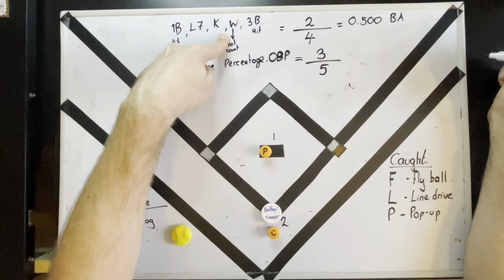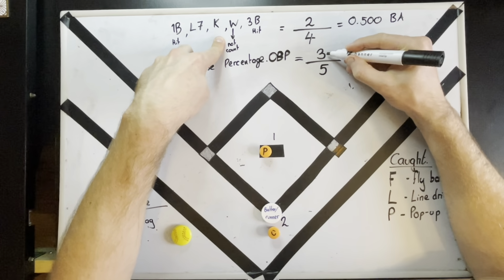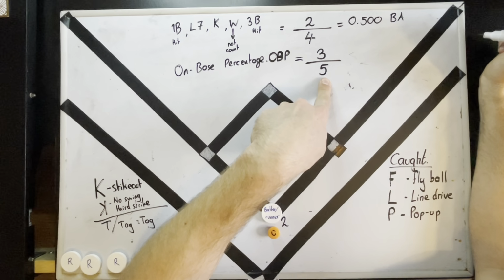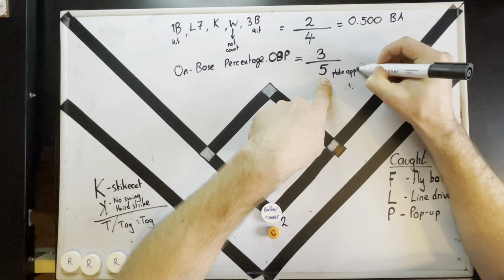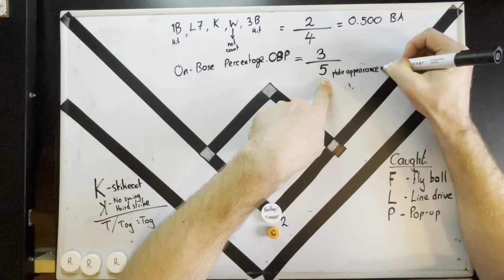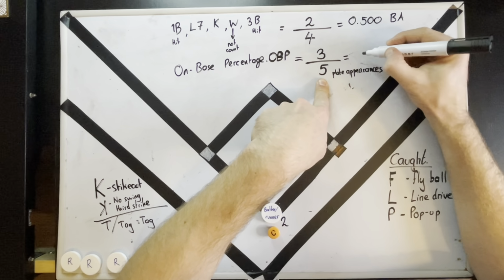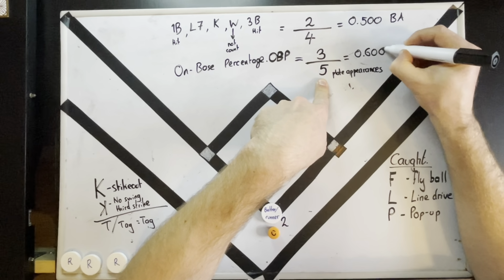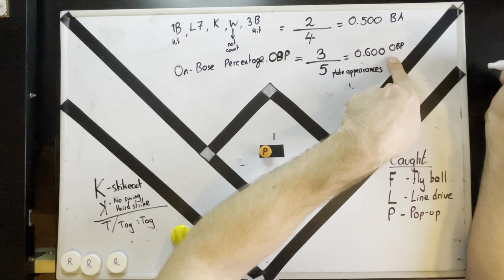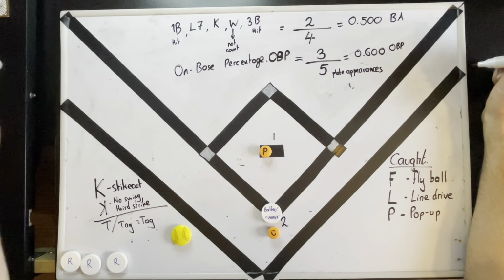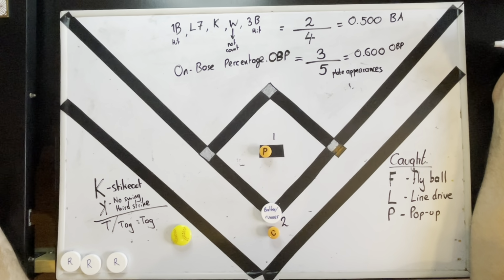So in this case, the walk does count. So it's 1, 2, 3, my 2 hits and my walk, over, rather than my at-bats, this number here, which is slightly different, and this is what are called plate appearances. So this is my at-bats plus my walks. So my on-base percentage here would be .600, my OBP. You will always find that the on-base percentage is higher than your batting average, because the batting average doesn't take into account your walks.